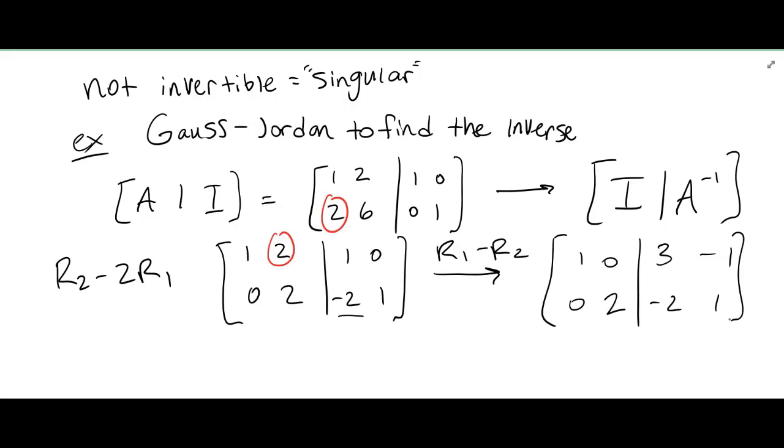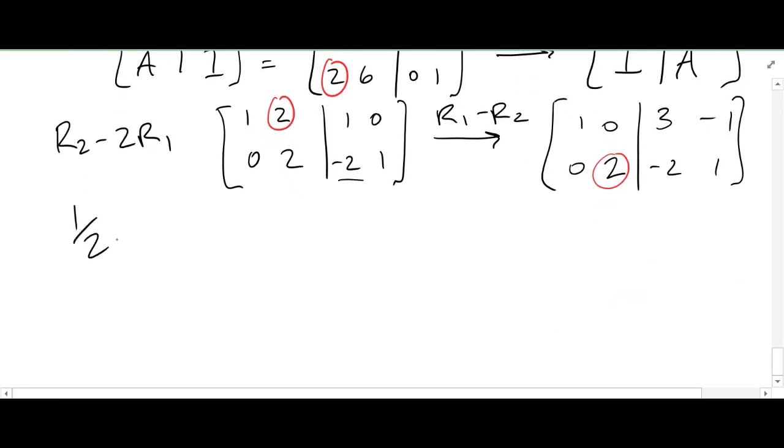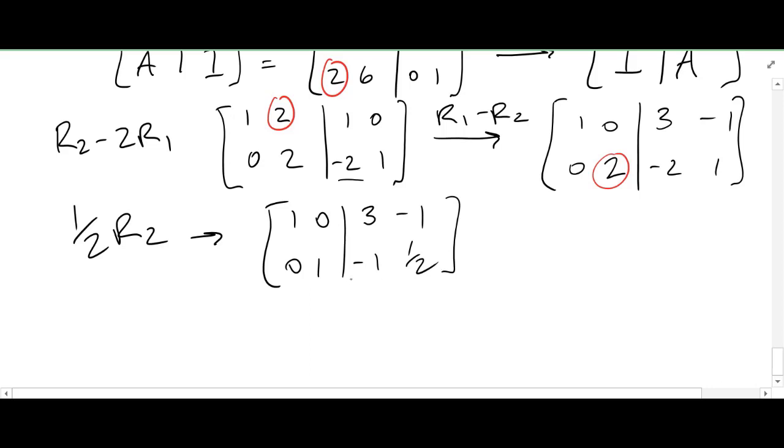And then we just want to make this a 1, so we just need to divide the second row by 2. So we just need to do 1/2 row 2. So the left-hand side is now the identity matrix. That means that this matrix here is A inverse.